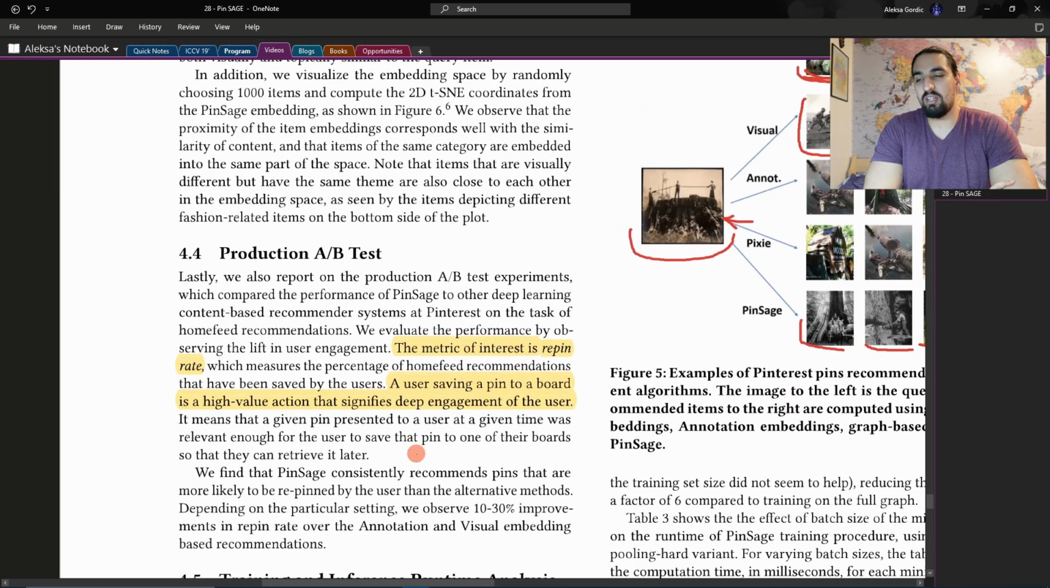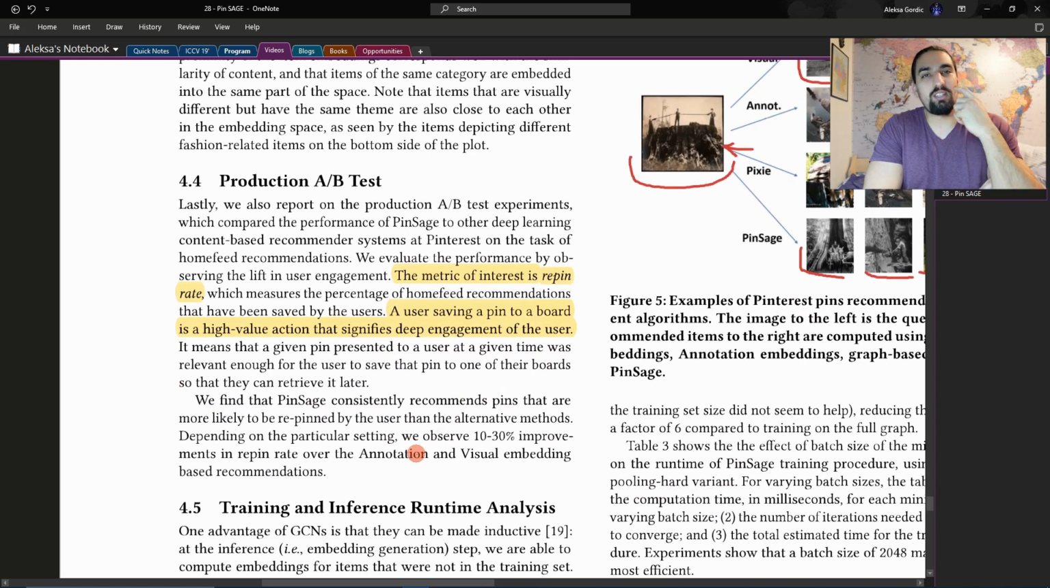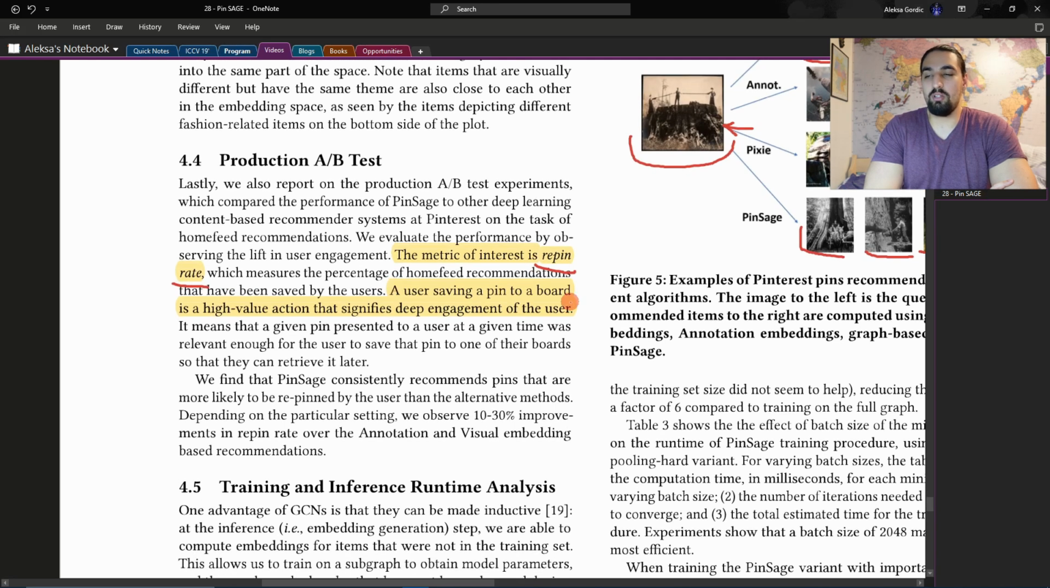Okay. I mentioned they did A/B testing. So what they were testing in production is the home feed, and they were testing the re-pin rate. A user saving a pin to a board is a high value action that signifies deep engagement of the user. So once you recommend something to the user on the home feed and the user engages with some of the pins and saves them into some of his or her boards, that's a really good signal, and that's what they were testing in A/B tests at Pinterest.